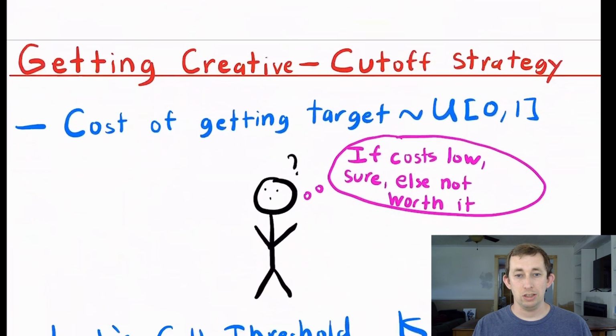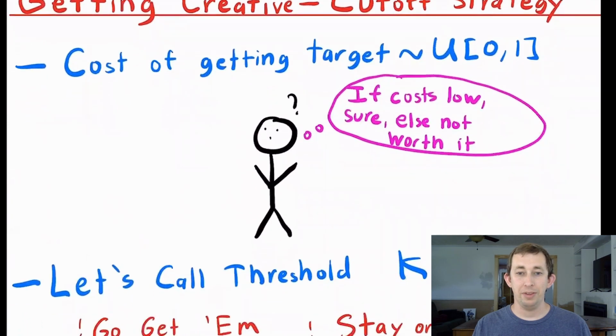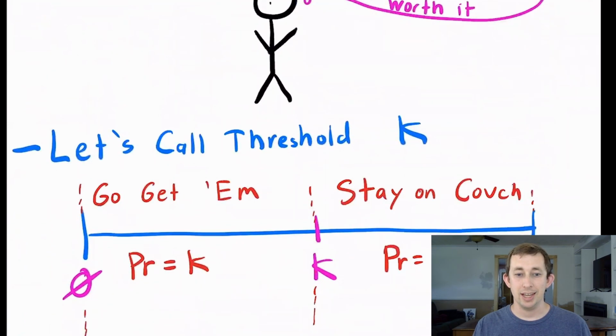Now, the way we're going to solve this, like I alluded to, is we're going to use a cutoff strategy. I know the cost of getting off the couch is uniformly distributed between 0 and 1. So let's say that everyone's playing a threshold strategy where you say, okay, if the cost is above a certain value, I'm going to stay on the couch. But if the cost is below that value, then sure, I'm willing to get up off the couch and go try and hunt this guy down.